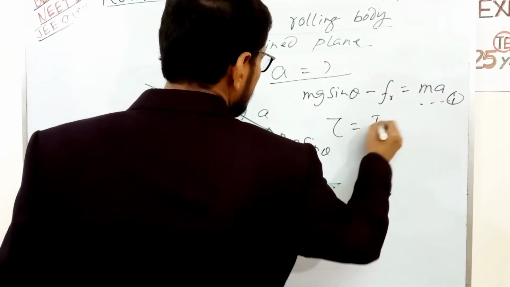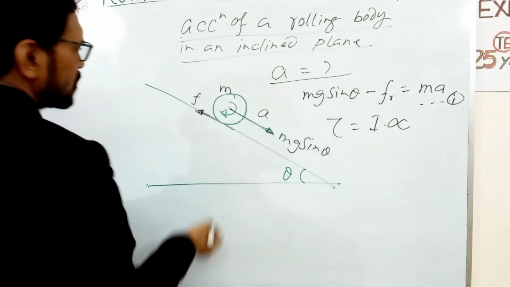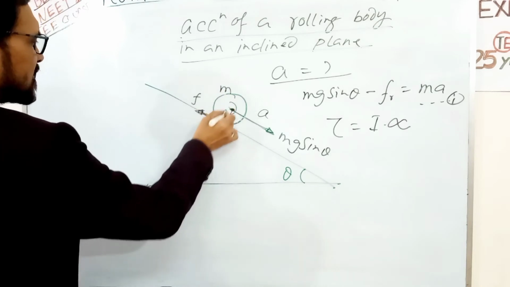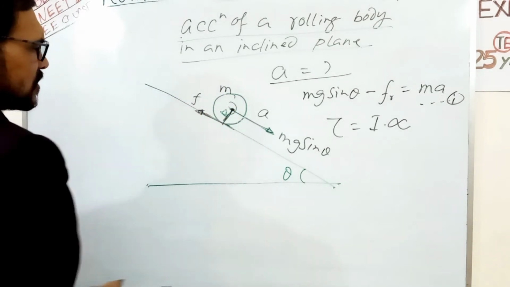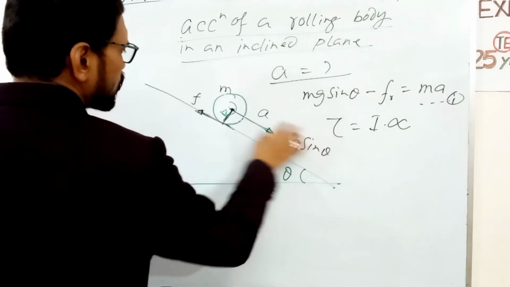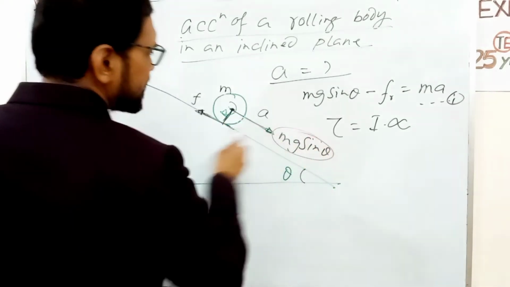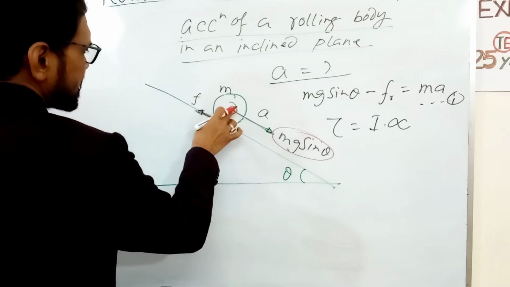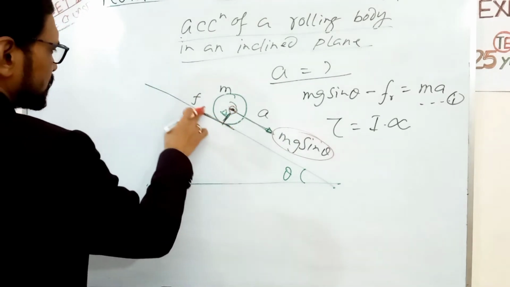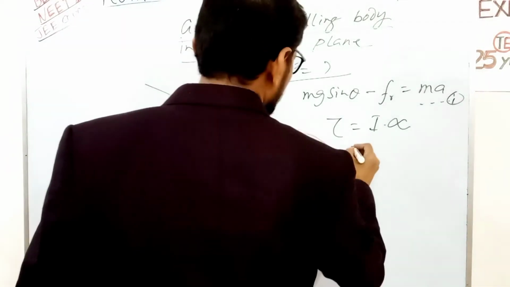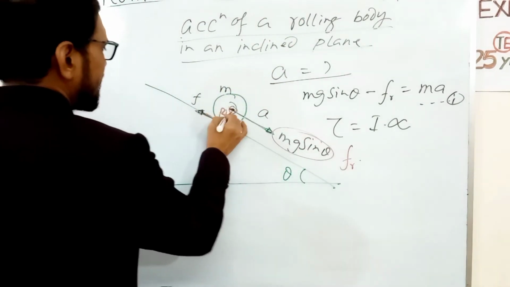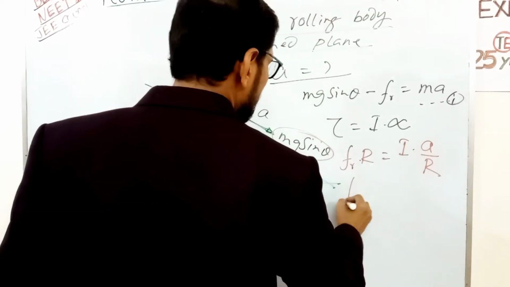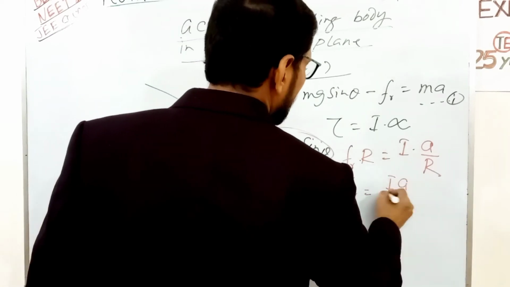Another equation is torque, as it rotates: torque equal to I alpha. The body rotates about the center, so torque equal to force into perpendicular distance. This force passes through the center, so it provides no torque, because its distance from the center is 0. So friction provides the torque. Torque equal to friction force into perpendicular distance r. So I into alpha, with alpha equal to a by r, gives friction force equal to I a by r square.